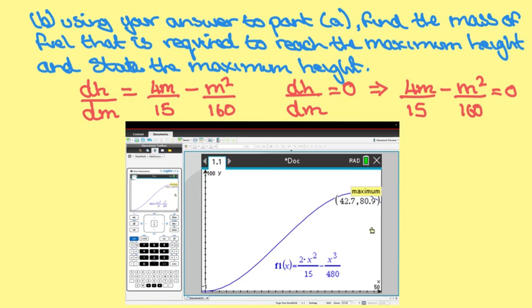The final thing to do is answer the question. So, H max is equal to 80.9 when m is equal to 42.7 to 3 significant figures.